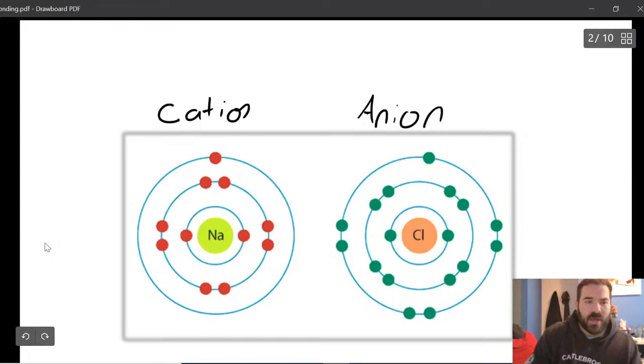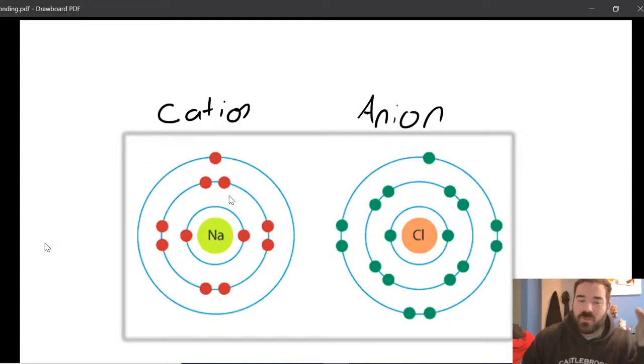So here we have two atoms. Sodium is known to become positive and chlorine is known to become negative when they become ions. And the reason is because atoms like to have a full valence shell. So we like to follow the octet rule. Atoms are really only stable, they're really only happy when they have a complete valence shell.